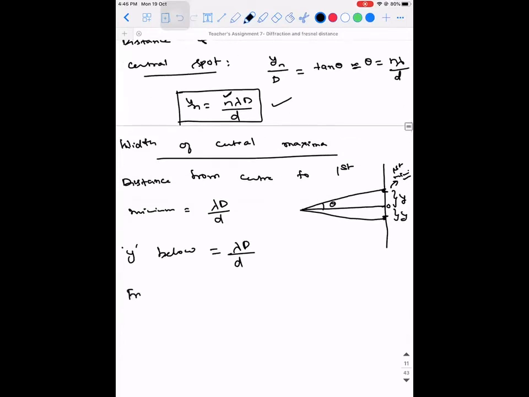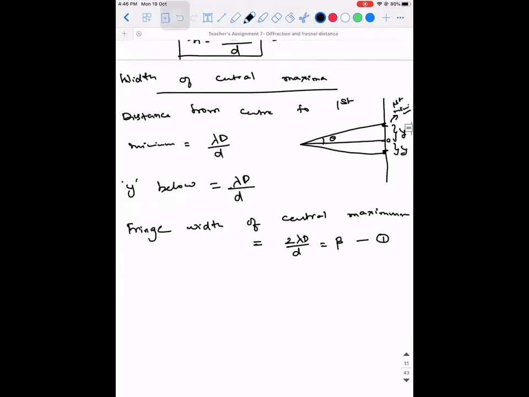So the fringe width of the central maximum is how much? 2 times lambda into capital D by d, if we call this beta. Did you guys understand what I did? So the width of the central maxima is nothing but 2 times the distance between the central spot and the first minimum. Right?